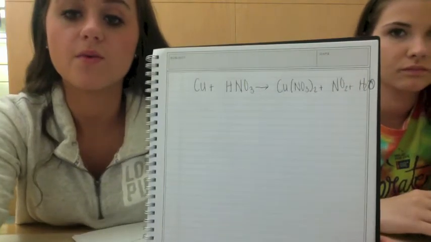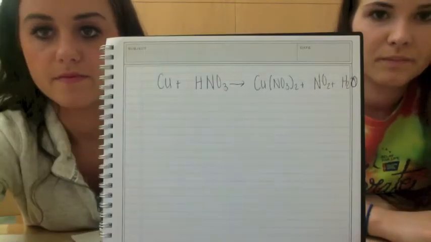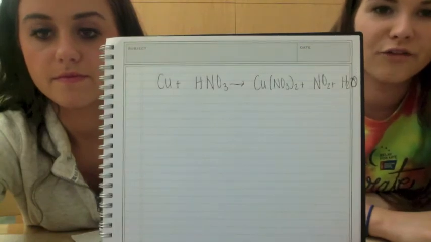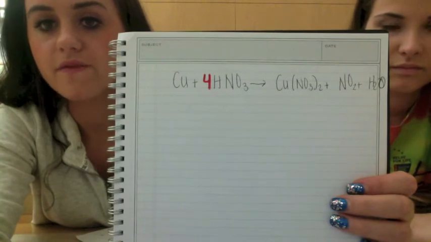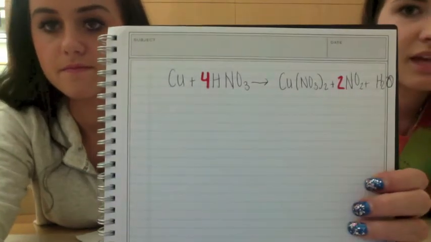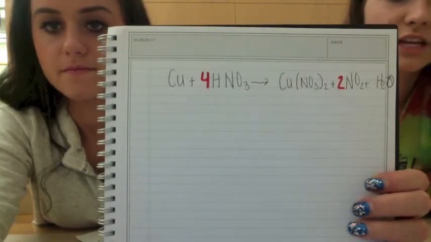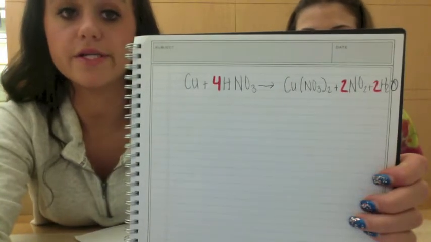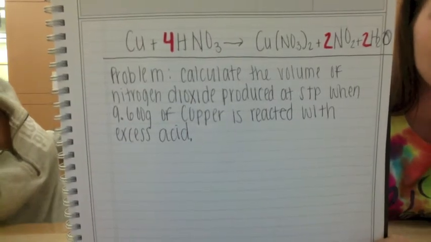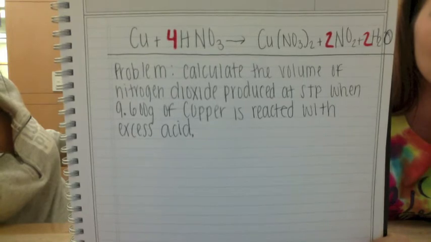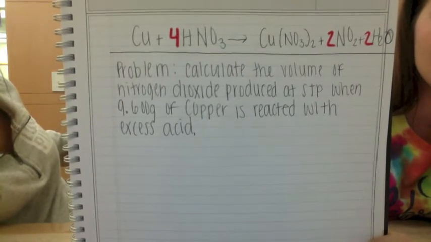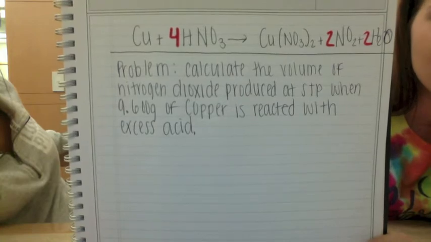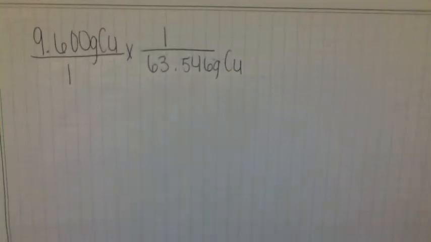To start off, you're going to want to balance the equation. First, you need to put a 4 in front of the HNO3. Then you'll add a 2 in front of the NO2. And next, you'll need a 2 in front of the H2O. Now your equation is balanced. For this problem, you need to calculate the volume of nitrogen dioxide produced at STP when 9.6 grams of copper is reacted with excess acid.